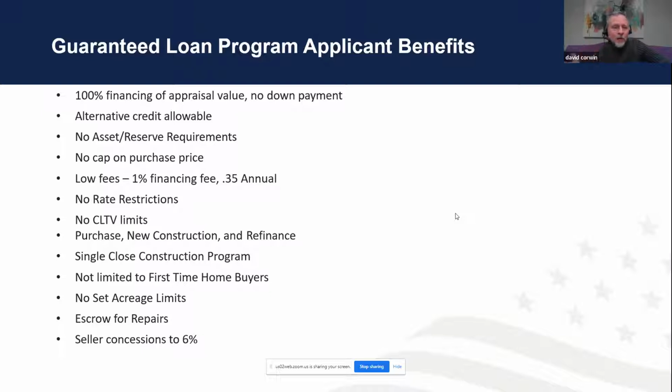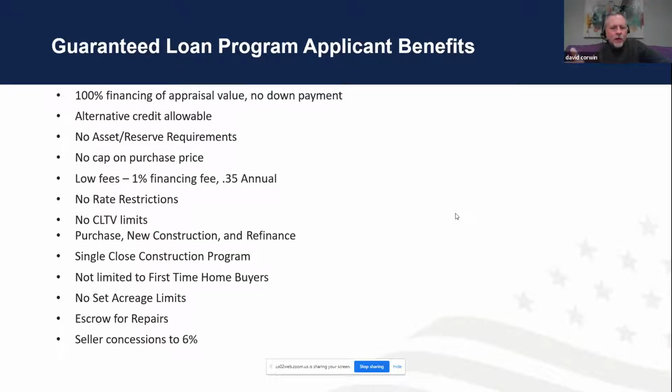We don't limit any of that. Like I said before, it's purchase or new construction. We have construction programs. I'll talk briefly about that in a little bit. And refinance, but refinance is limited to only current USDA borrowers, and that could be through our direct program or this guaranteed program. And as I mentioned, the single close construction, we'll talk about that just a little bit.